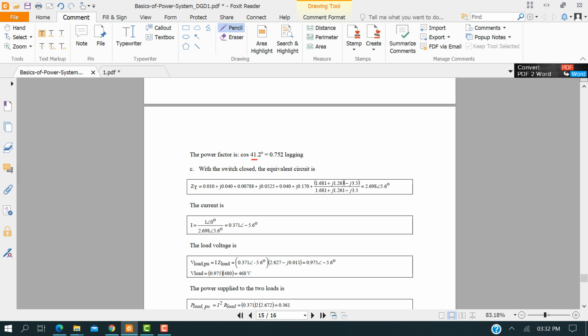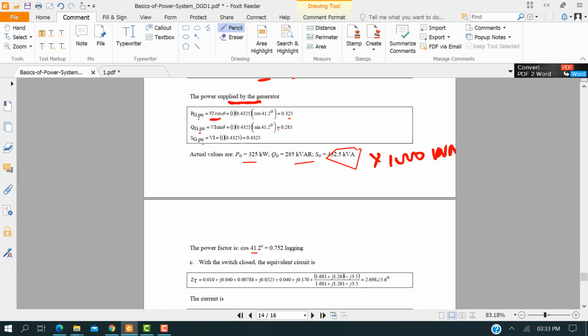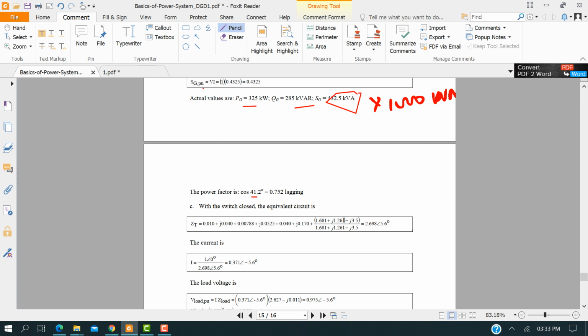Now let's go to part C. When the switch is closed, in the equivalent circuit, these two loads are in parallel. So we can write, if it is Z1 and Z2, then Z1 Z2 divided by Z1 plus Z2, and the sum of all of this series connection. So here the multiplication is there. Now what would be the current?